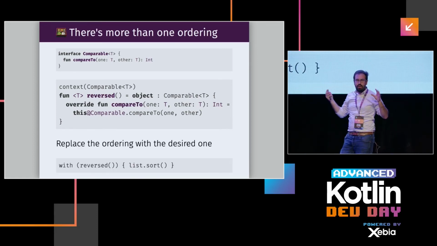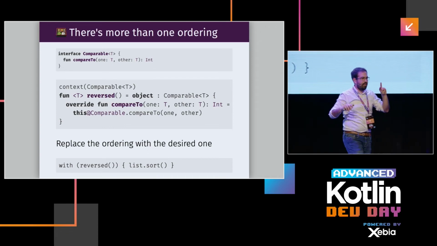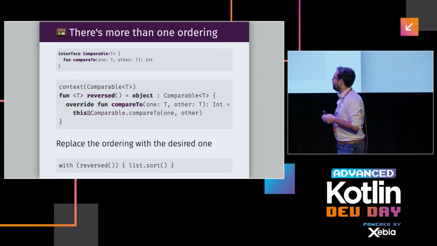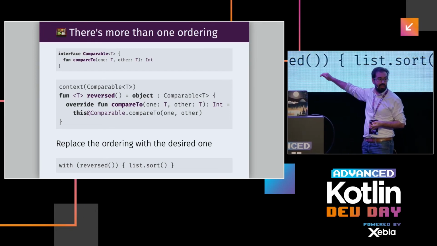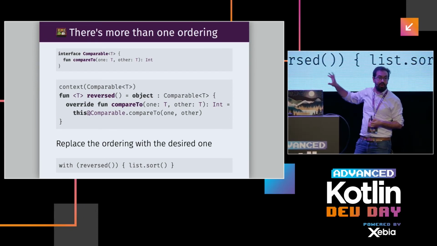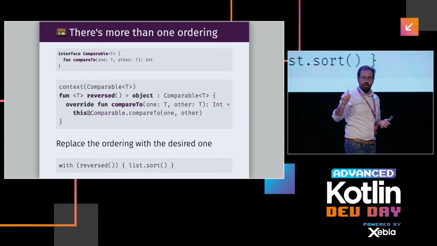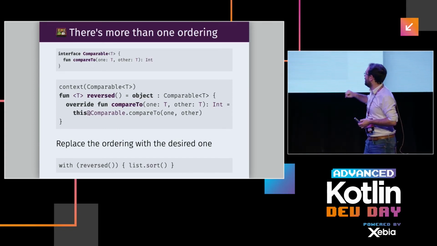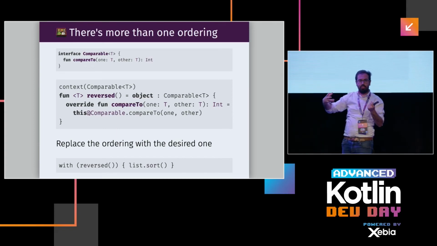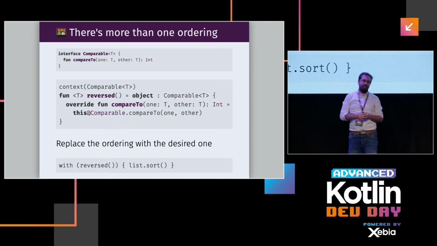And now if I want to sort the list in reverse order, I just inject a different comparable. I say with reverse, and that creates a new comparable, which goes in the other direction. Oh, it's wrong, yeah. Is it wrong? Yeah. Maybe it's the other one, who knows. This sort is the same sort, but we are overriding the comparison here.